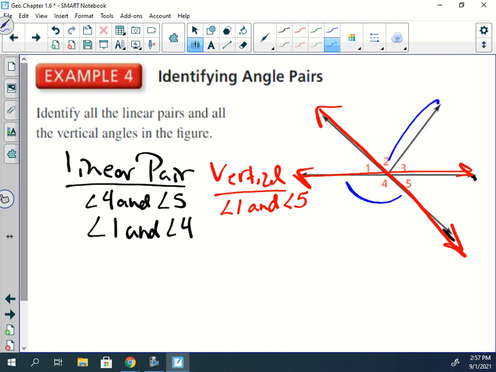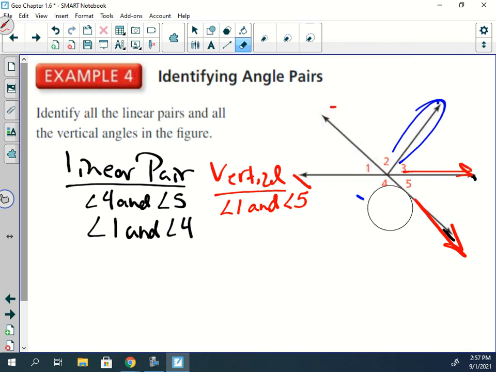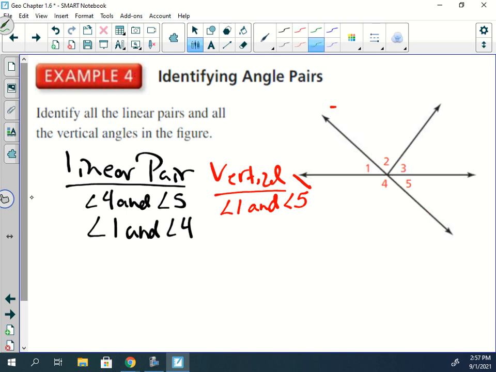Now 4 would have a vertical angle if it wasn't for this extra line here. Because 2 and 5 wouldn't work because we need two pairs of opposite rays. So this here is part of 2 and it would form an opposite ray, yes? The other side of 2 goes this direction and its opposite ray is not here. So that's what's preventing us from having another one.